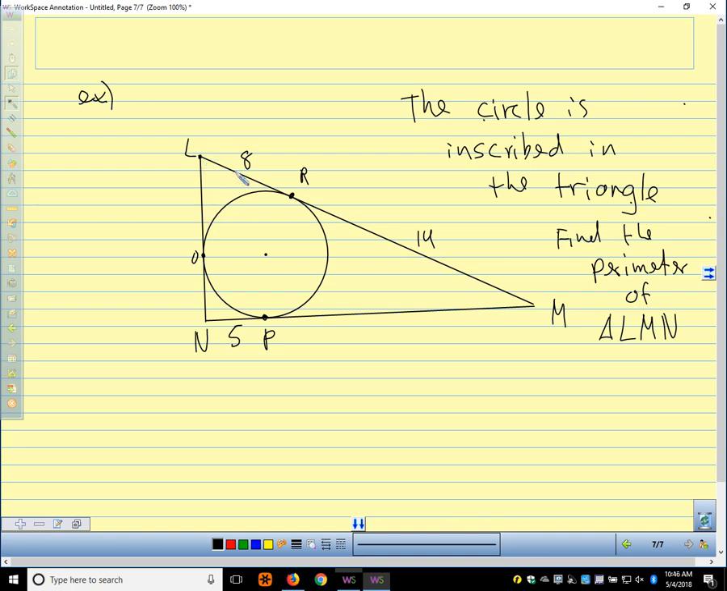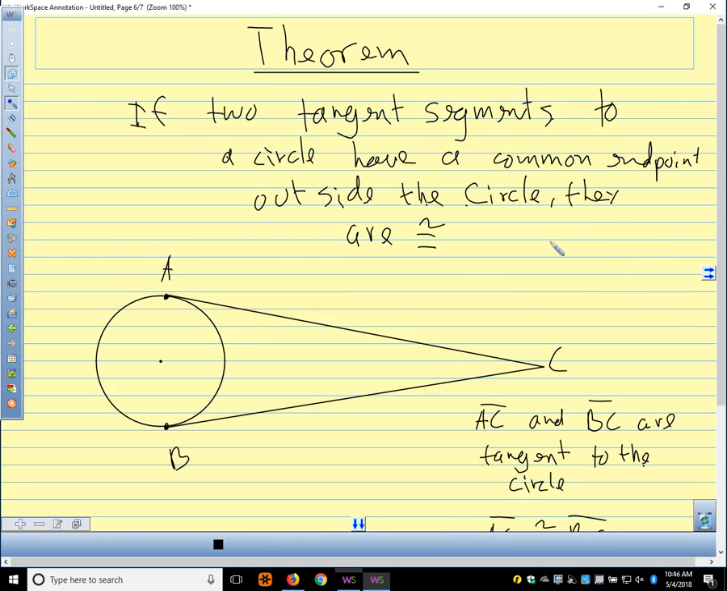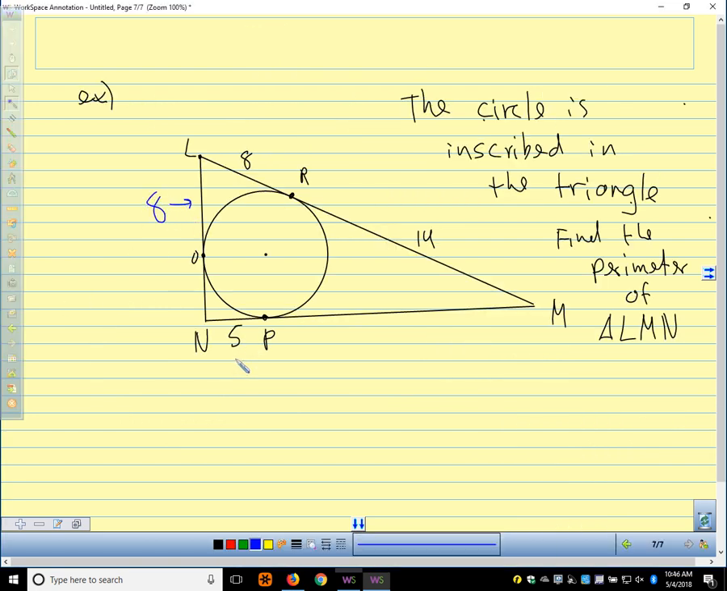Well, here are two tangents that have a common endpoint outside the circle. So how long does that segment have to be? What did our theorem just tell us? If two tangent segments to a circle have a common endpoint outside the circle, then they are congruent. So that has to be 8.